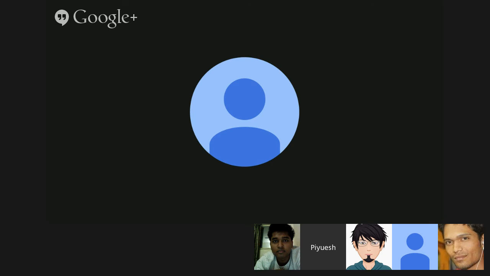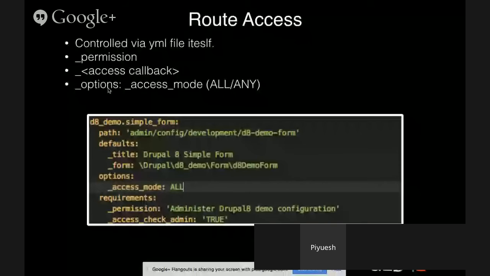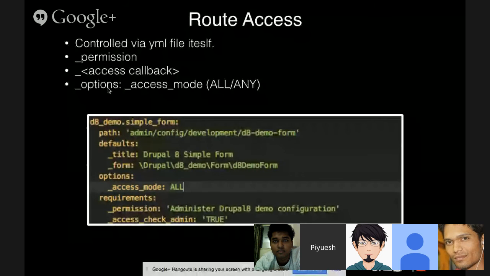You must be wondering, where did the access callback go? We talked about page callbacks, but we didn't talk about access callbacks yet, right? So under requirements, you could define _access and then your custom access call, and say if it should return true or false to allow access to this route. Okay? We'll see how to define a custom access callback as well.